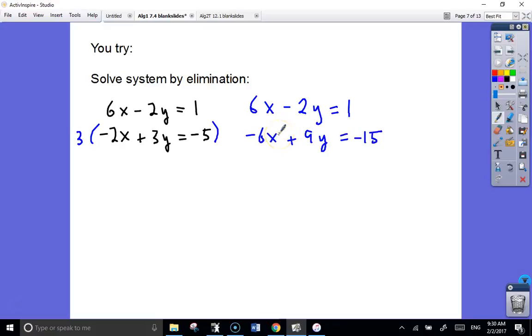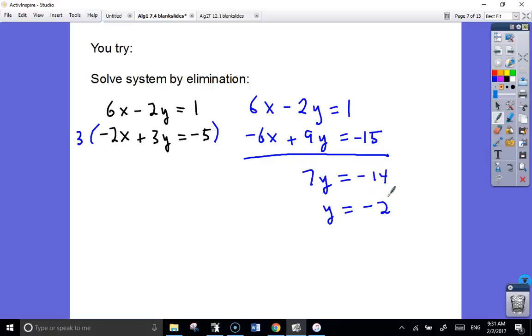Okay, now are they all set up so we can cancel a variable? What should I do, add or subtract? Add. So I'm going to get 7y is negative 14. So y is negative 2.